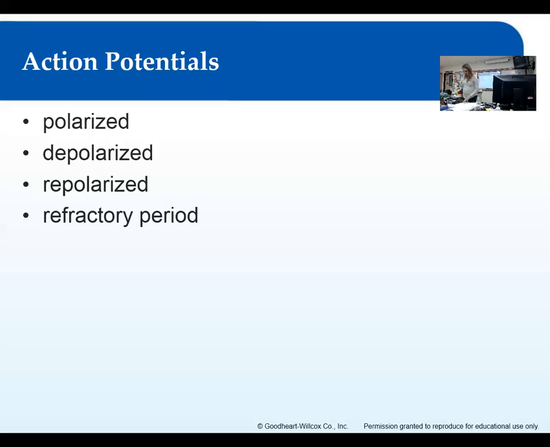Now, that's polarized. Depolarization occurs when the neuron has been stimulated by a stimulus, whatever that could be. Maybe it's stimulated by sensory receptors like in the fingertips, the dendrites. Or maybe it's been stimulated by another cell. Something along those lines.